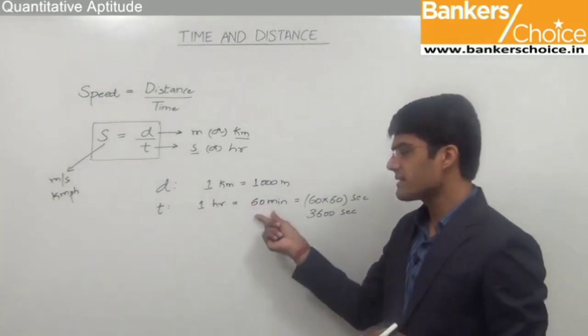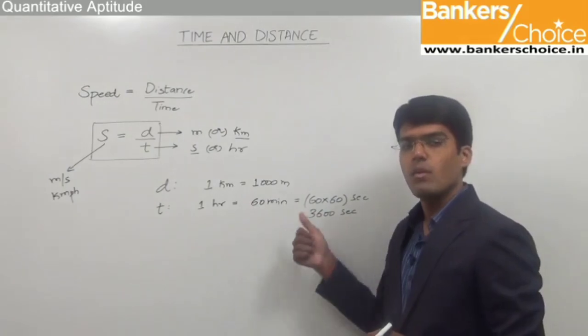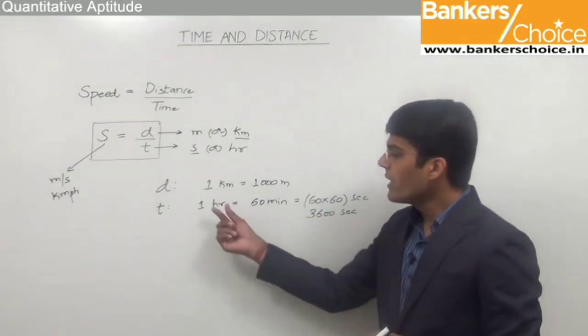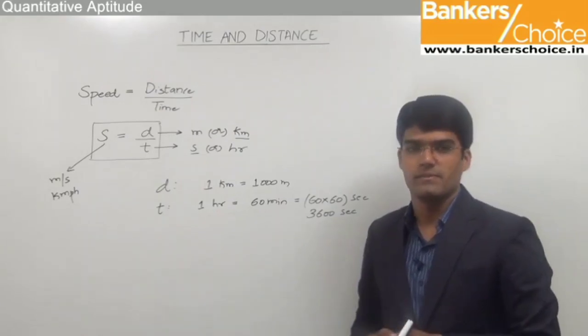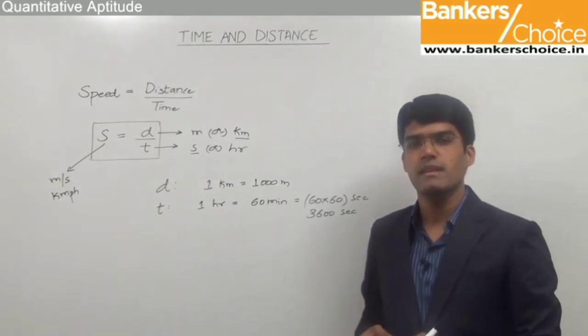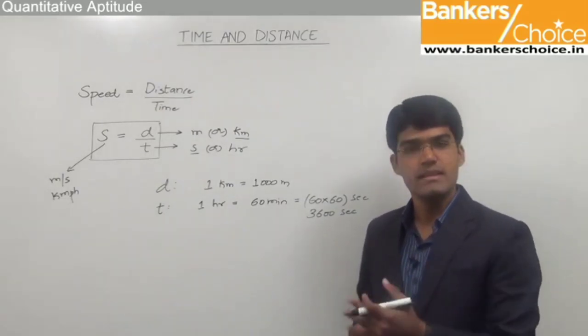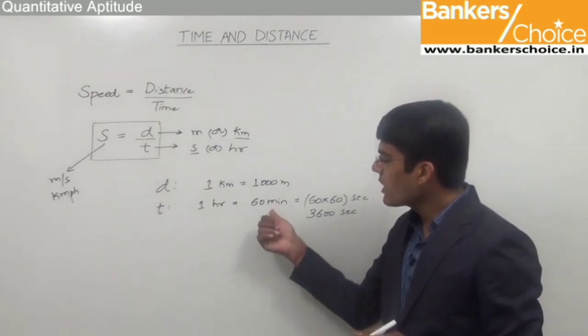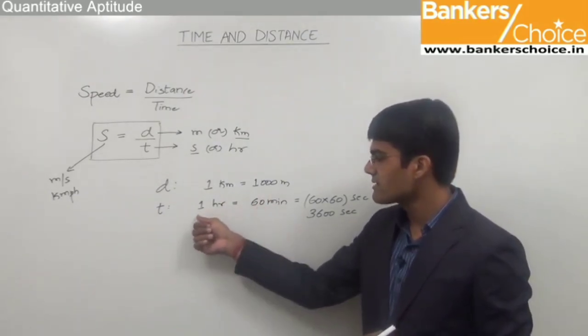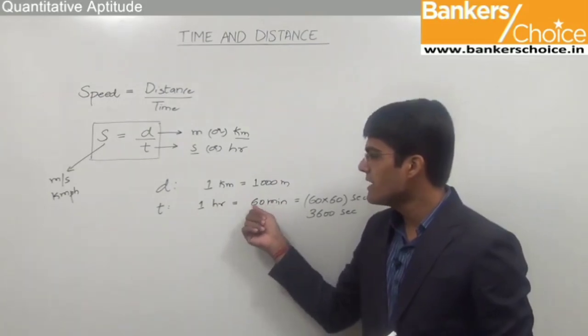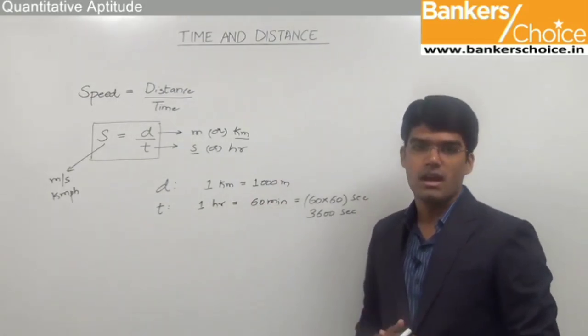1 hour is 60 minutes, so 2 hours will be 120 minutes. Whenever you have to convert time from hours to minutes, multiply by 60. For example, 3 hours can be taken as 3 into 60, 180 minutes. And whenever we have to convert minutes to hours, we need to divide by 60, because when 60 goes to the other side, it comes in division form. So 1 minute can be taken as 1 by 60 hours.